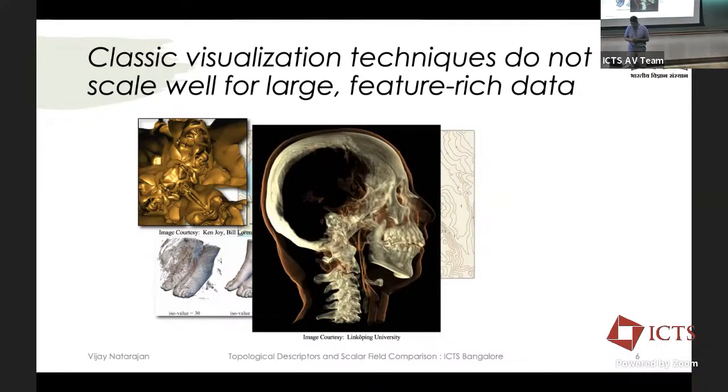I will try to use examples to highlight that to you. So I'll try to give a simple example to highlight that in the next slide. What I mean by feature-rich is there are multiple regions of interest to the human, and it's difficult for you to see all of them.